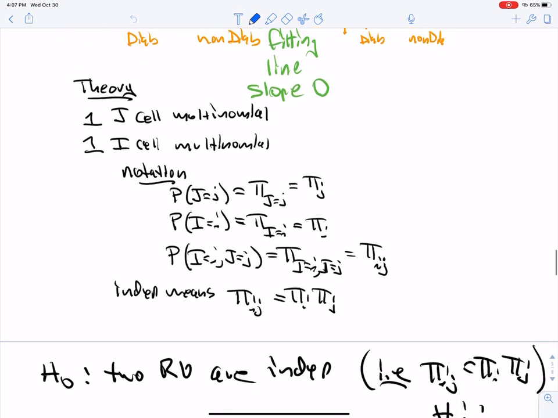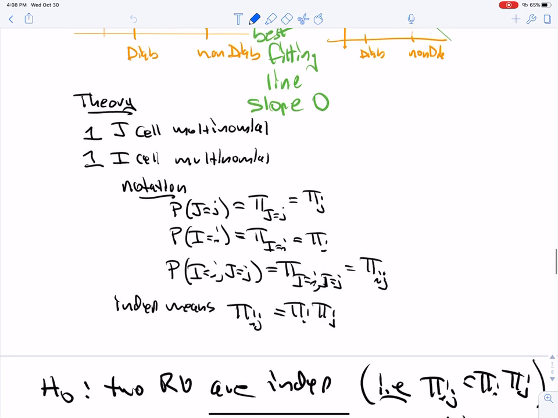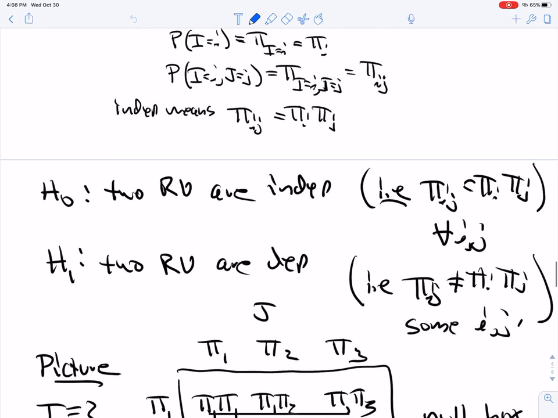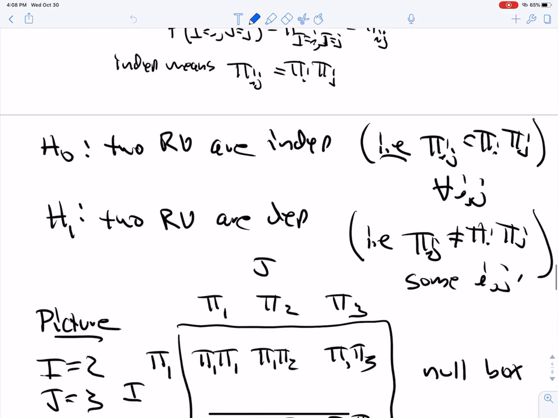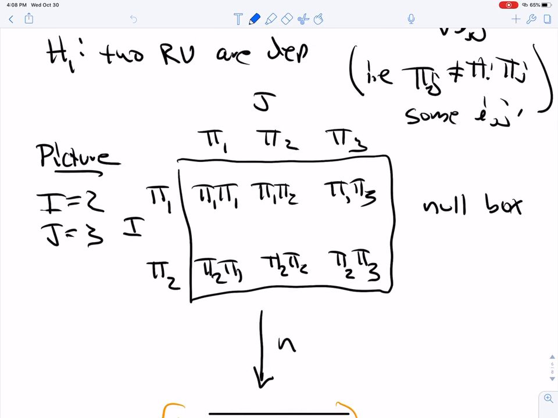Okay, so now some theory here. We have one J cell multinomial, one I cell multinomial, and I've written out that independence means that pi ij is pi i times pi j. So our null is that the two random variables are independent. The alternative is that they're dependent. And so my null box looks like this.